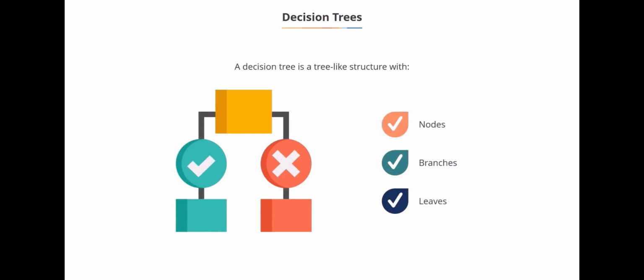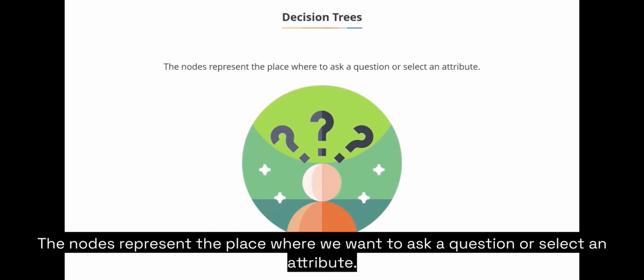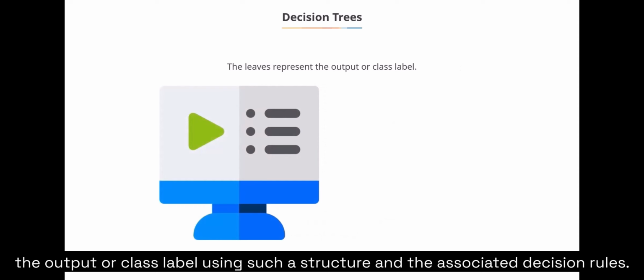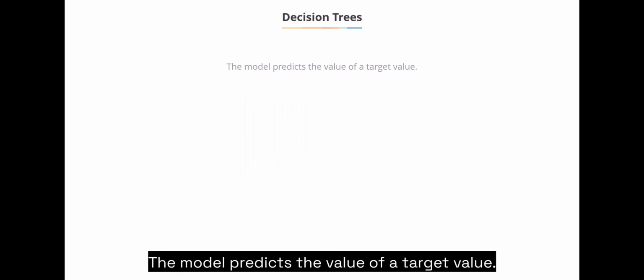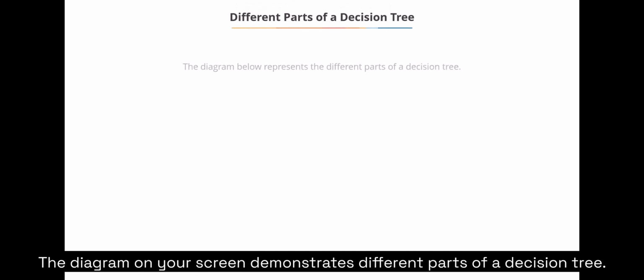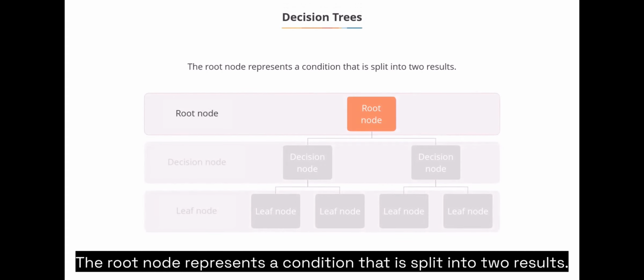Branches and leaves. The nodes represent the place where we want to ask a question or select an attribute. The leaves represent the output or class label. Using such a structure and the associated decision rules, the model predicts the value of a target value. The diagram on your screen demonstrates different parts of a decision tree. The root node represents a condition that is split into two results.